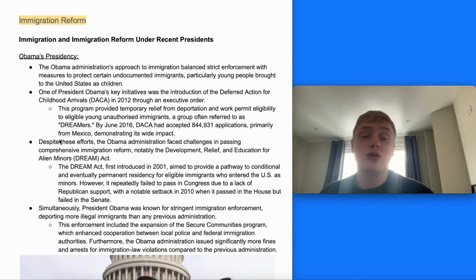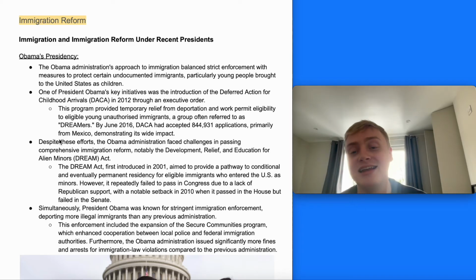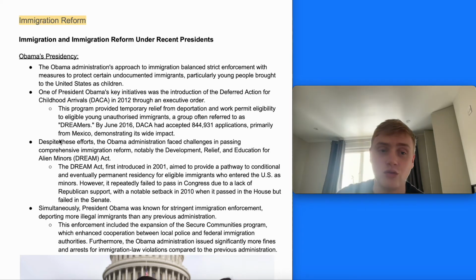Final key thing we're going to have a look at, which we haven't covered in previous videos, is immigration reform. We're first going to have a look at immigration and immigration reform under recent presidents. So under Obama, the Obama administration's approach to immigration balanced strict enforcement with measures to protect certain undocumented immigrants, particularly young people brought to the United States as children.